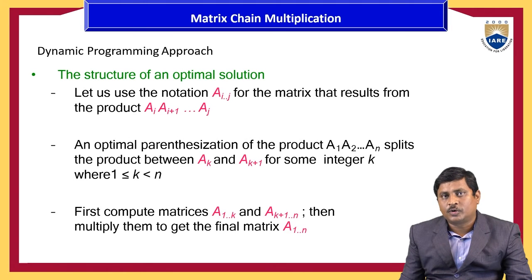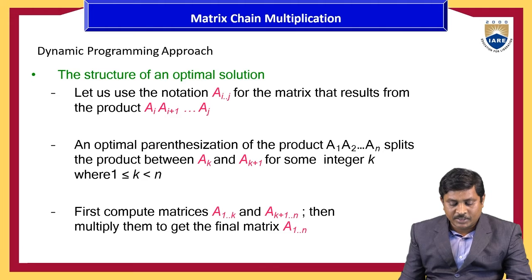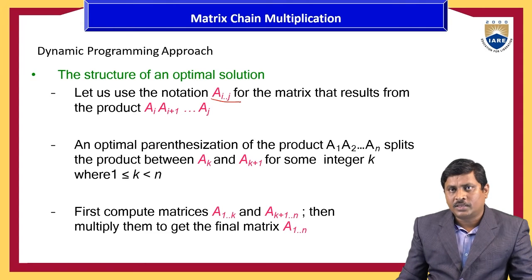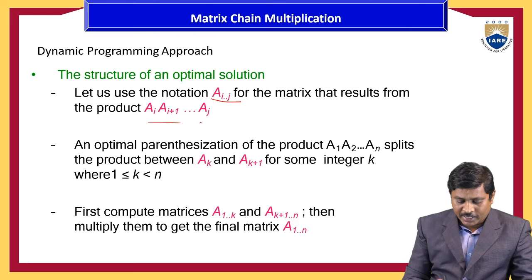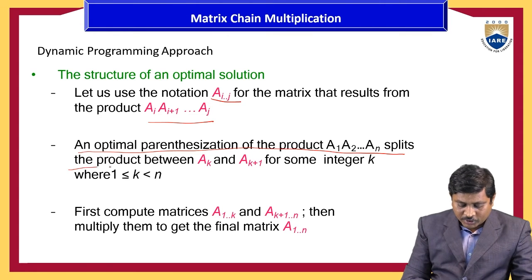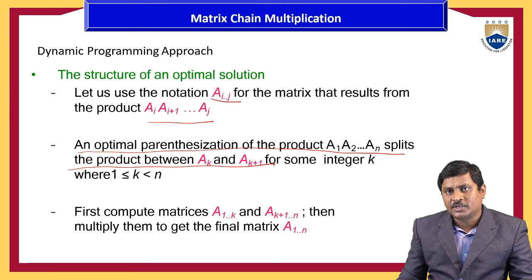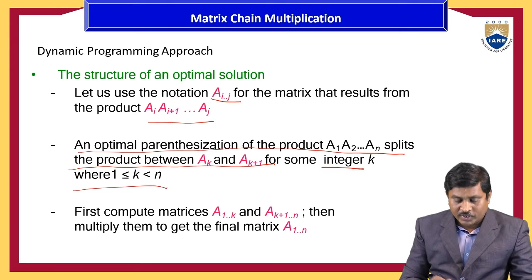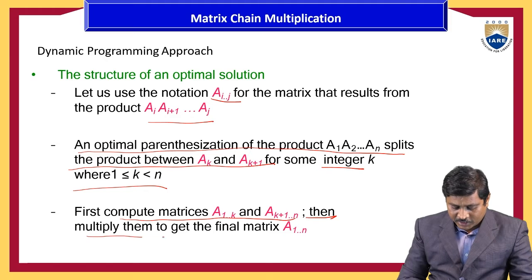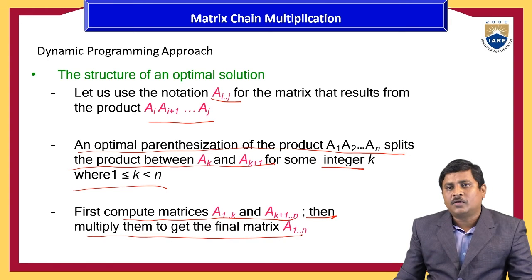So come to dynamic programming approach. In this dynamic programming approach, the structure of an optimal solution: let us use notation Ai..j for the matrix that results from the product Ai, Ai+1 and so on Aj. An optimal parenthesization of the product A1, A2, A3 and so on An splits the product between Ak and Ak+1 for some integer k, where 1 ≤ k ≤ n. First compute matrices A1..k and Ak+1..n, then multiply them to get the final matrix A1..n.